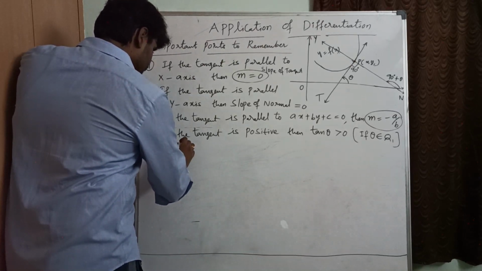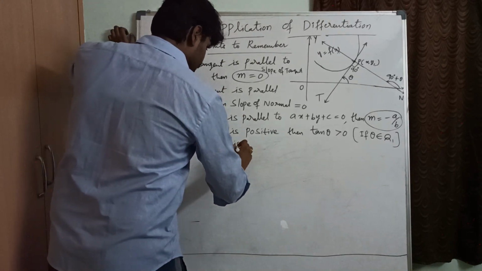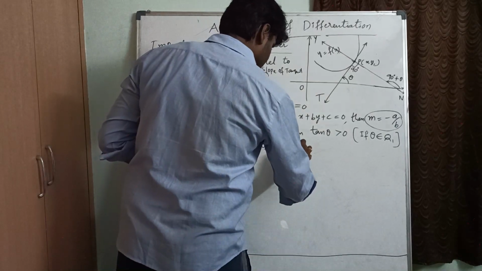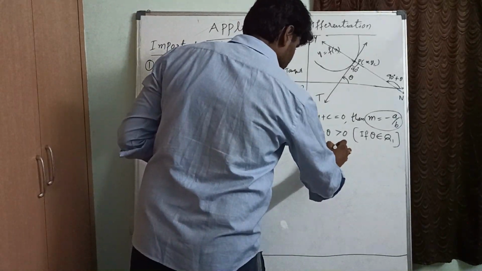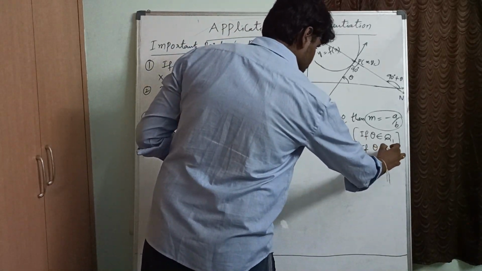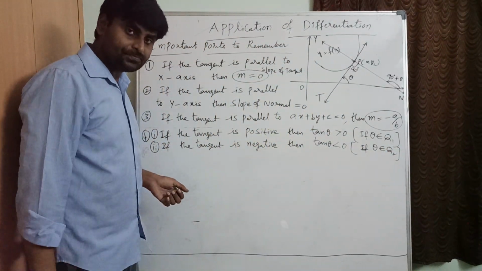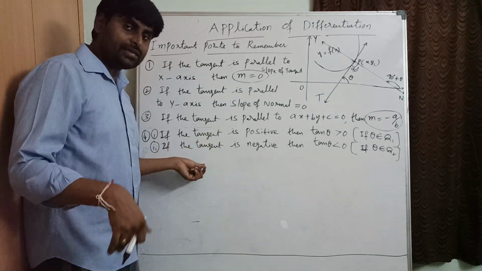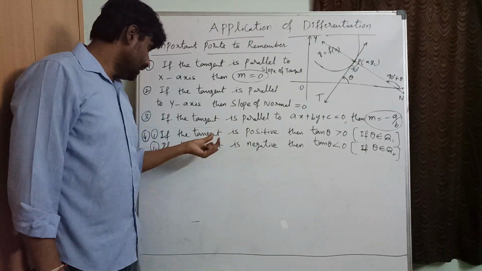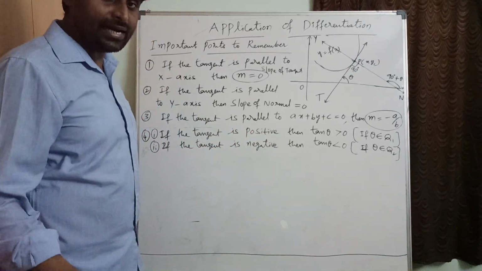Now similarly, the second point: if the tangent is negative, then tan theta is less than 0, so the slope is less than 0 in this, correct, if theta belongs to the second quadrant. That we can understand. Whenever theta is acute, the slope will be positive. Whenever theta is obtuse, the slope will be negative, correct? So we have to understand by this wording: if the tangent is negative, it means the slope or gradient is negative.